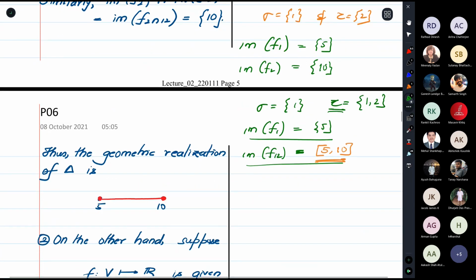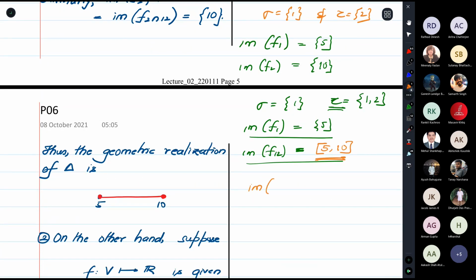Okay, so this is indeed the image. Now if you look at the intersection of image of f1 and image of f12, I hope you agree that this will just be the singleton 5, because you are taking this set and this set and intersecting them. So I hope you agree that you will end up with 5. And on the other hand, if you take image of 1 intersection 1, 2, right?